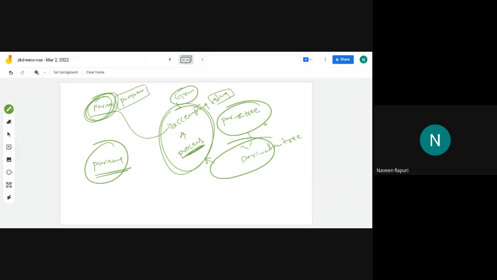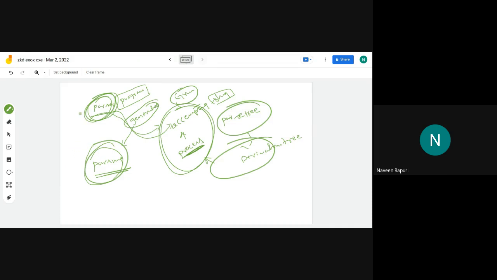So parse tree is nothing but the derivation tree, the derivation tree which is generated by the parser. The process of generating the parse tree with the help of a parser is called parsing.